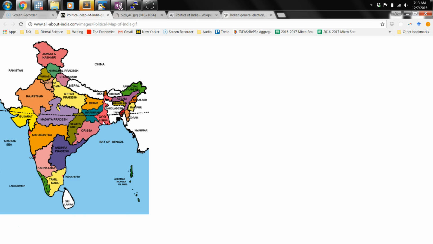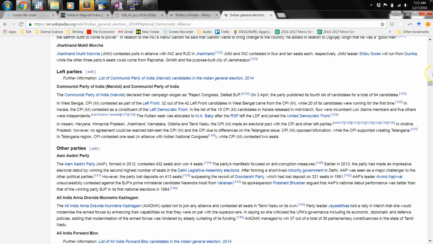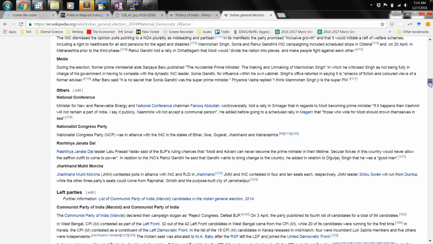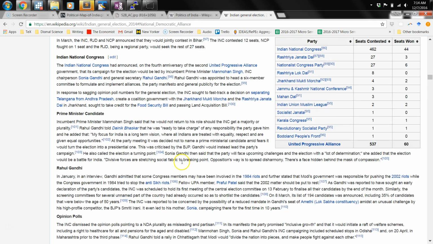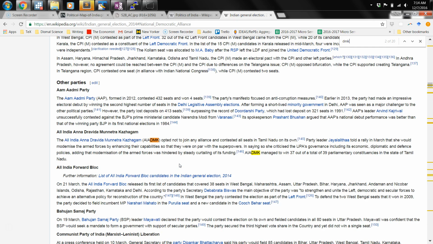And then there's a lot of state parties. A lot of these are parties that will only contest in a single state. Nevertheless, they tend to do quite well. In particular, the DMK and the AIDMK, for example. The AIDMK in particular holds a lot of power in Tamil Nadu. It currently runs Tamil Nadu. And its leader, Jayalalitha, is extraordinarily prominent. She's a former movie actress, and she has essentially run the state for the past several years.